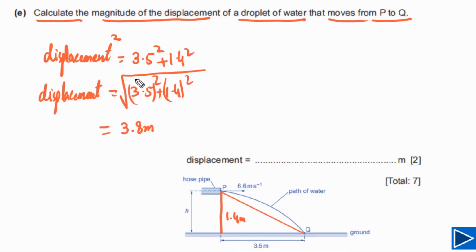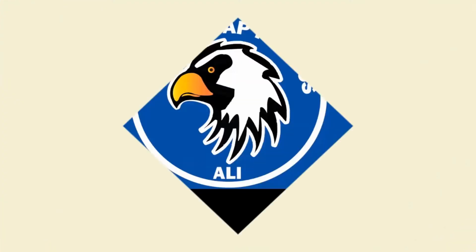And this question has 2 marks. If you have written the first one, you will get 1 mark, and this is the C mark. And the second mark is the answer mark. If you have got the right answer, you will get the second mark as well.